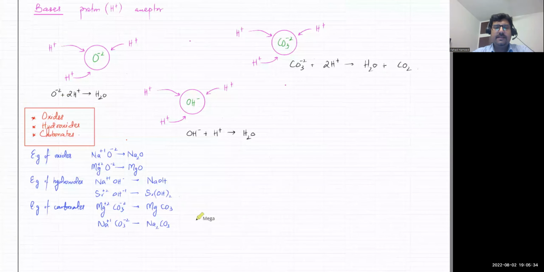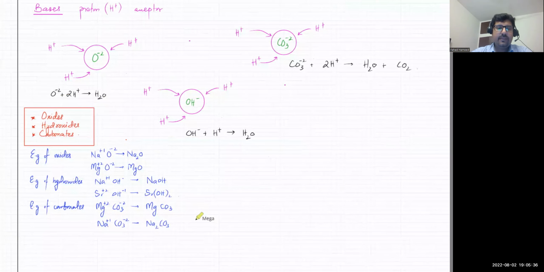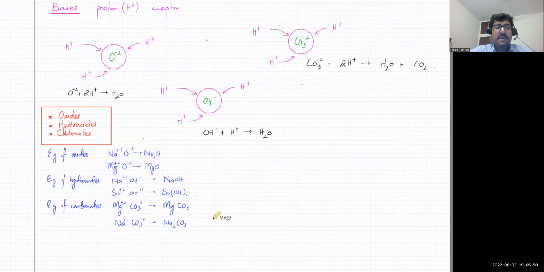So these are all bases: oxides, hydroxides, and carbonates. Now, most of the reactions that will happen will be between acids and bases, or related to them. Most of the reactions, we're going to start making the equations. We know the formulas now. You've got a positive ion, you've got a negative ion, right? And they get attached to each other.